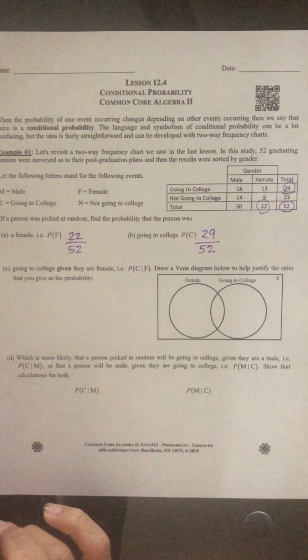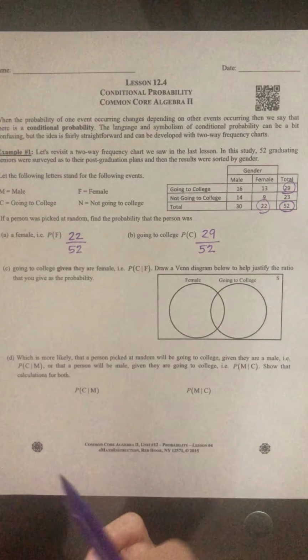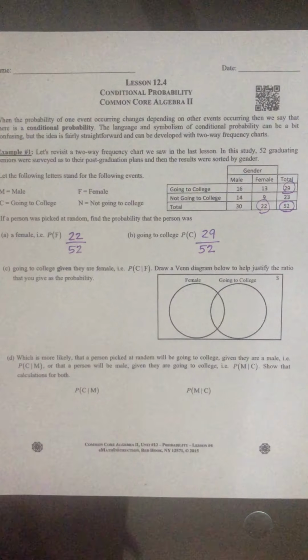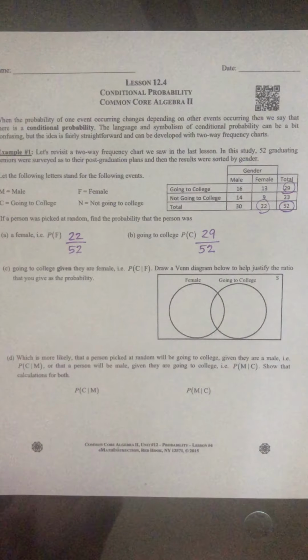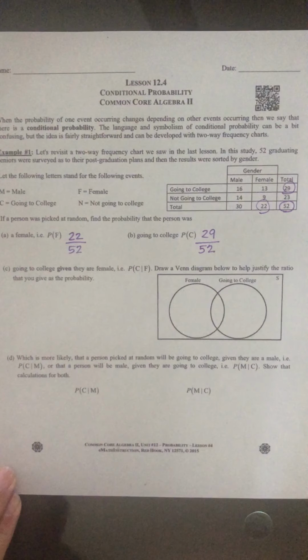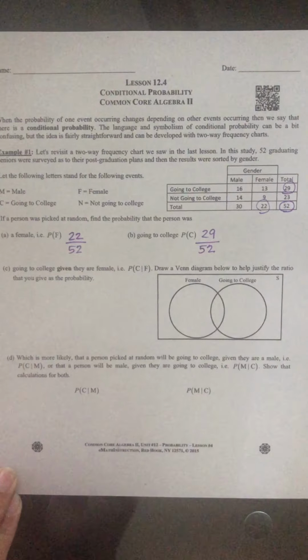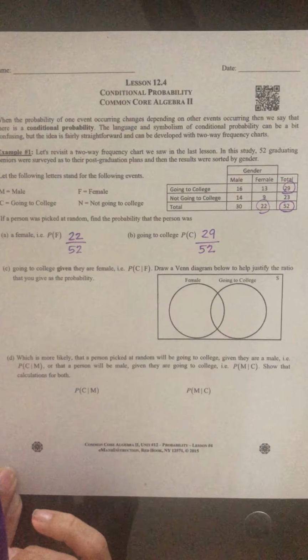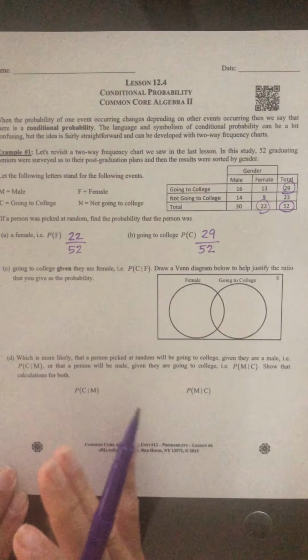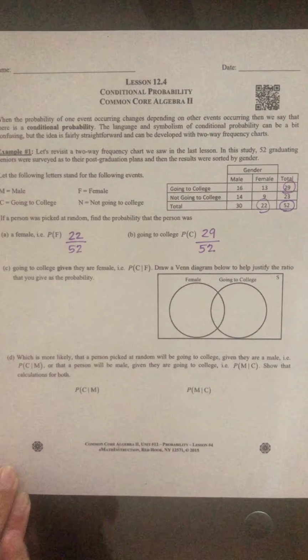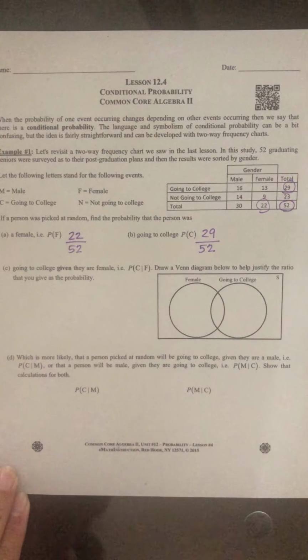Now part C is going to introduce the new part of today's lesson, which is the conditional probability. Now we're going to base it on a smaller part of that chart. Letter C says, what's the probability of going to college given that they were female? What that is saying is isolate purely by female and tell me the probability that, if you're female in this chart, you're going to college.